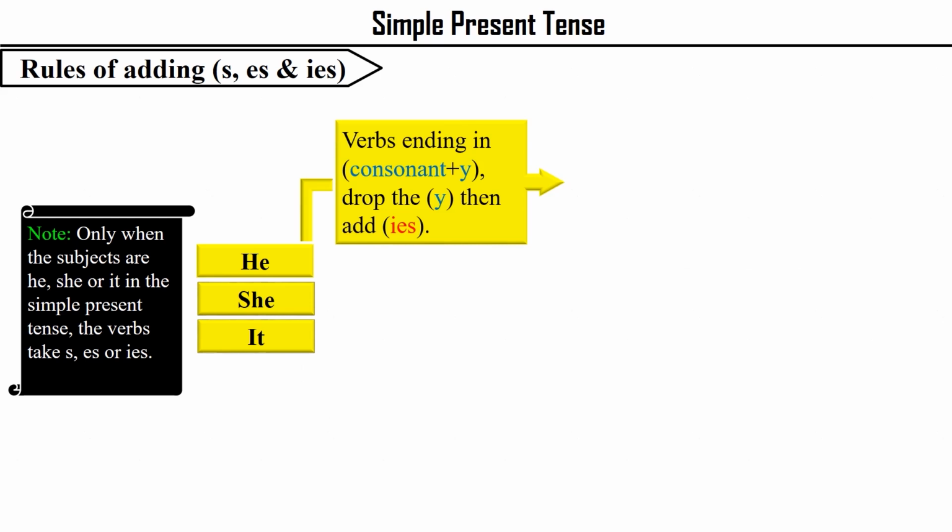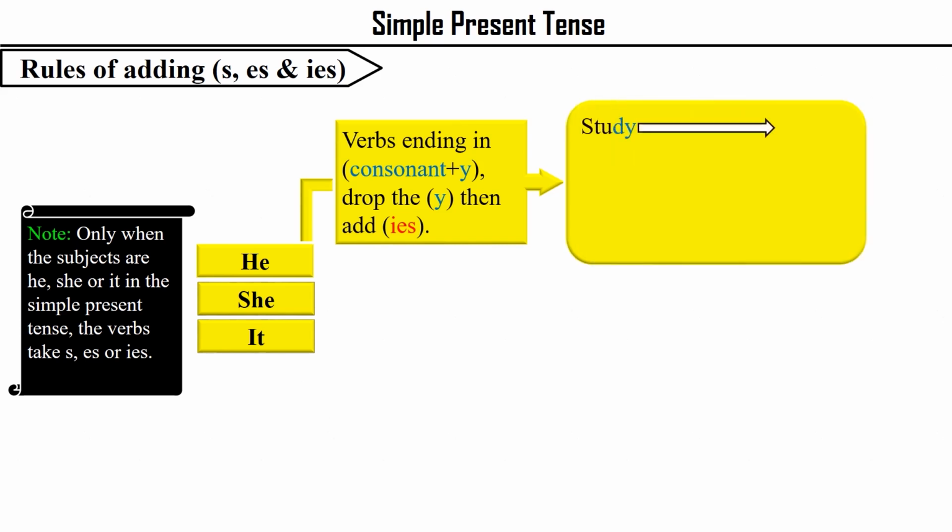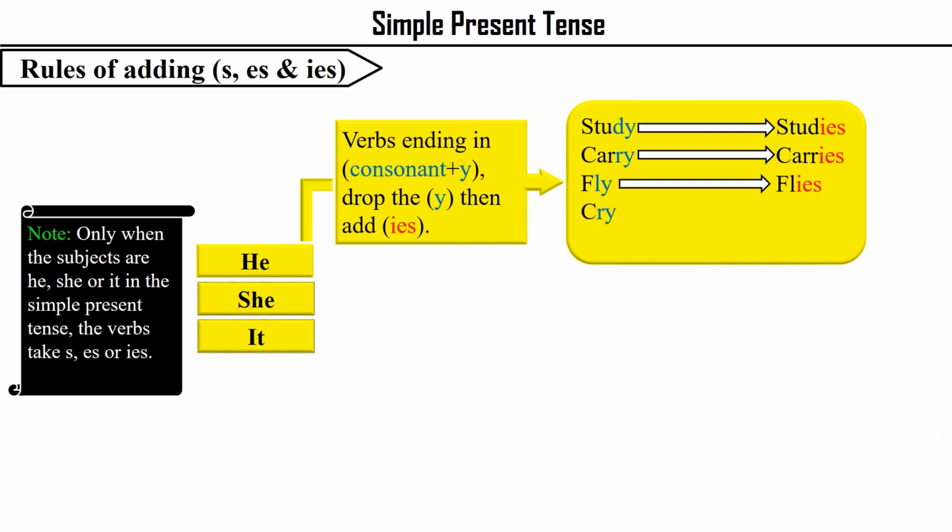Verbs ending in consonant plus y drop the y, then add ies. For example, study becomes studies. So study ends in consonant plus y. D is a consonant letter which precedes y. Consonant plus y: study becomes studies. Carry becomes carries. Fly becomes flies. Cry becomes cries.